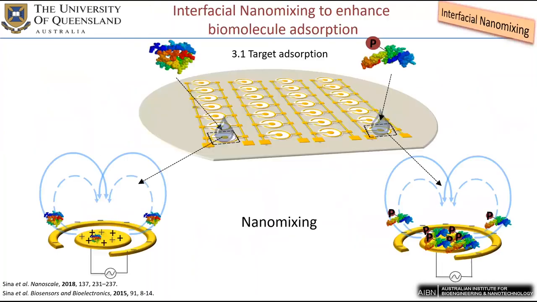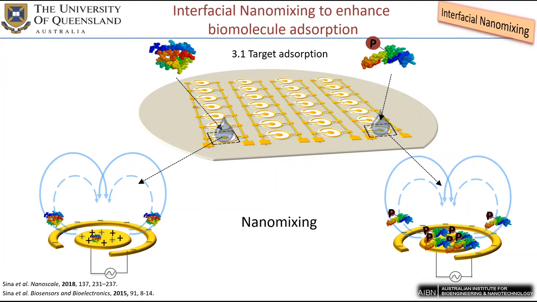So finally, I'd like to introduce you to the interfacial nanomixing system, which is our improved version of the interfacial biosensing system, where we used an alternating current electrohydrodynamics to actually significantly enhance the biomolecular absorption. In our previous cases, we used static incubation, or probably only used a shaker to agitate the samples so that there is more and more absorption towards the gold surface.